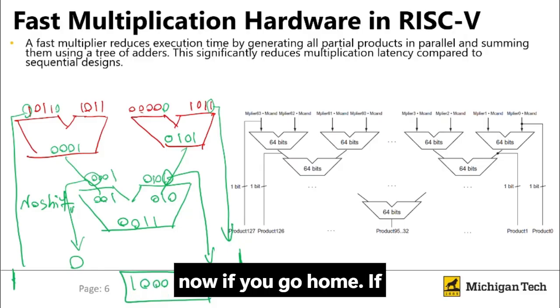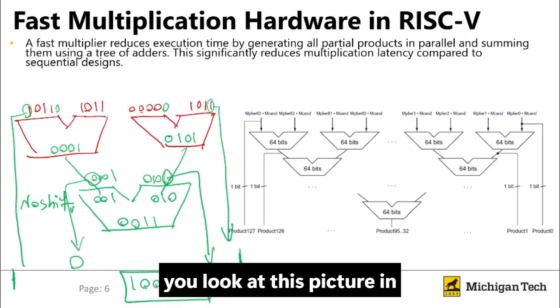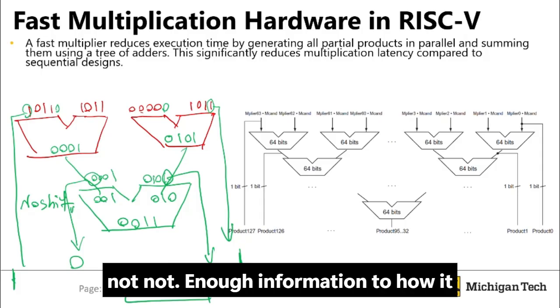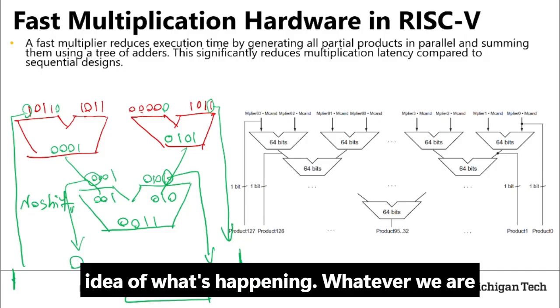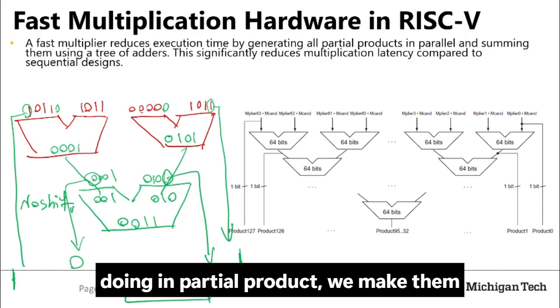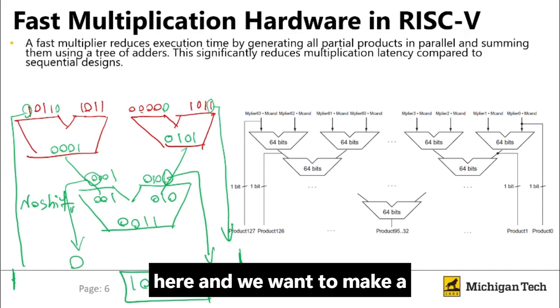Okay, so I explained that fast, but you can understand it right now if you go home. If you look at this picture in the book, there is not enough information on how it works, but I think you got the idea of what's happening. Whatever we are doing in partial product, we make them here, and we want to make a structure like a tree.